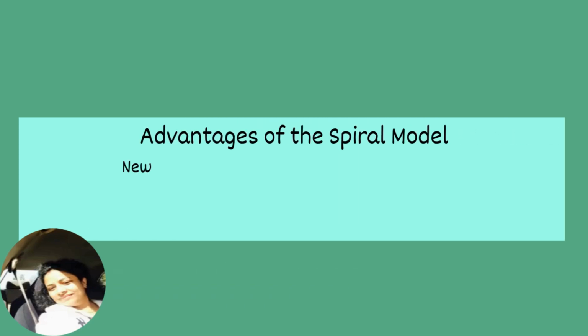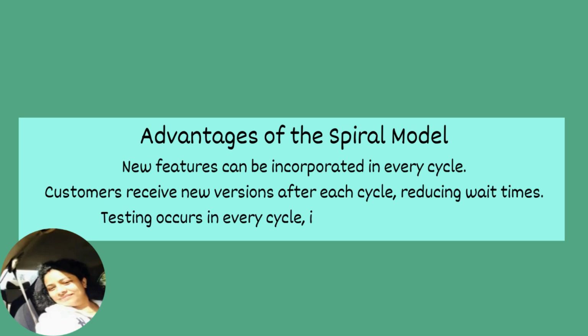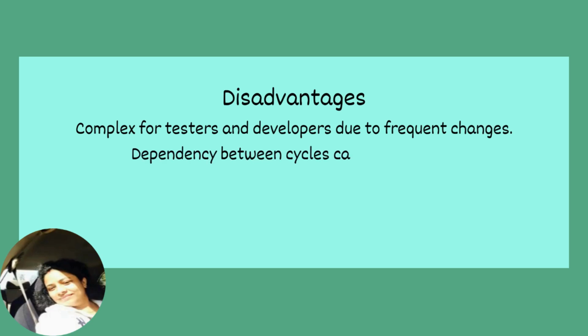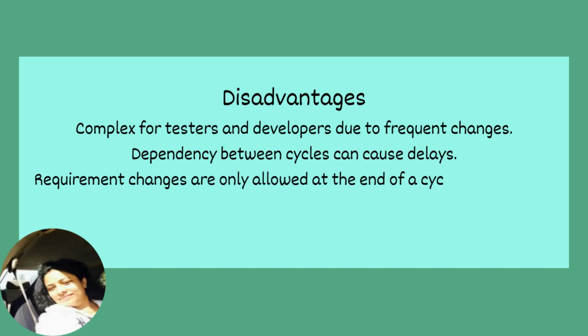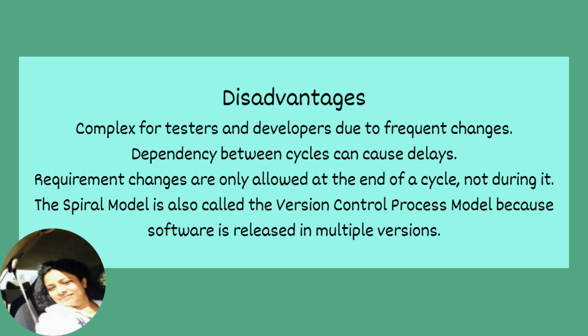Advantages of the spiral model. New features can be incorporated in every cycle. Customers receive new versions after each cycle, reducing wait times. Testing occurs in every cycle, improving overall quality. Disadvantages. It is complex for testers and developers due to frequent changes. Dependency between cycles can cause delays. Requirement changes are only allowed at the end of a cycle, not during it. The spiral model is also called the version control process model because software is released in multiple versions.